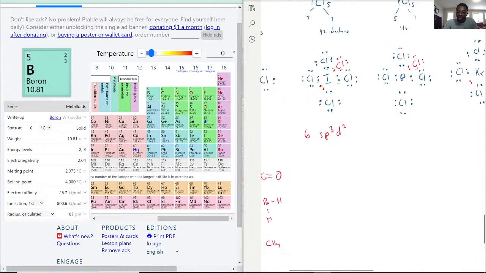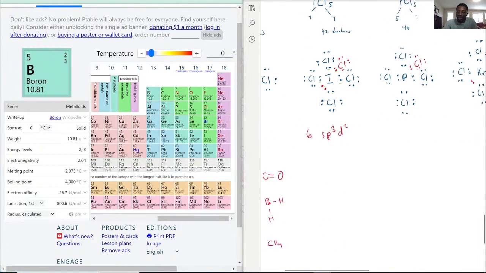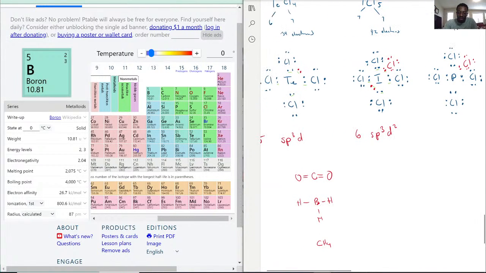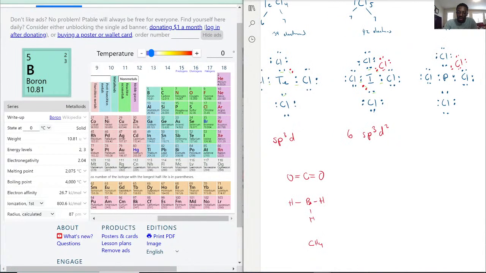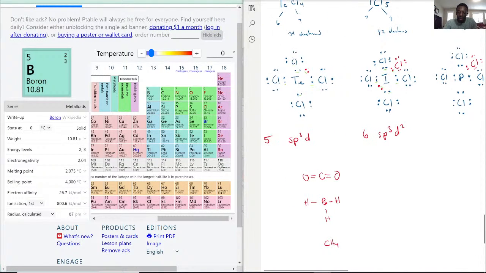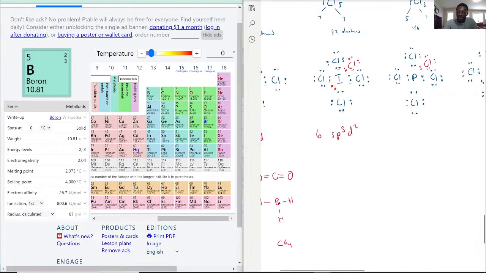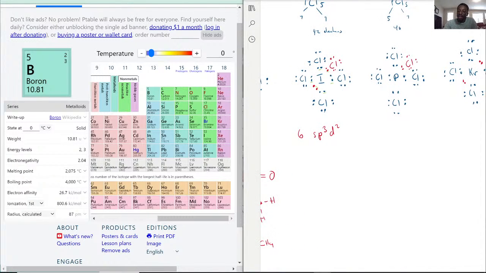Phosphorus, on the other hand, just to make sure, how did we do phosphorus? PCl5, and the other one was just TCl4. So phosphorus is also going to be 1, 2, 3, 4, 5. So 5 things as well. So it's going to be 5, which, as we discussed, is sp3d hybridization.